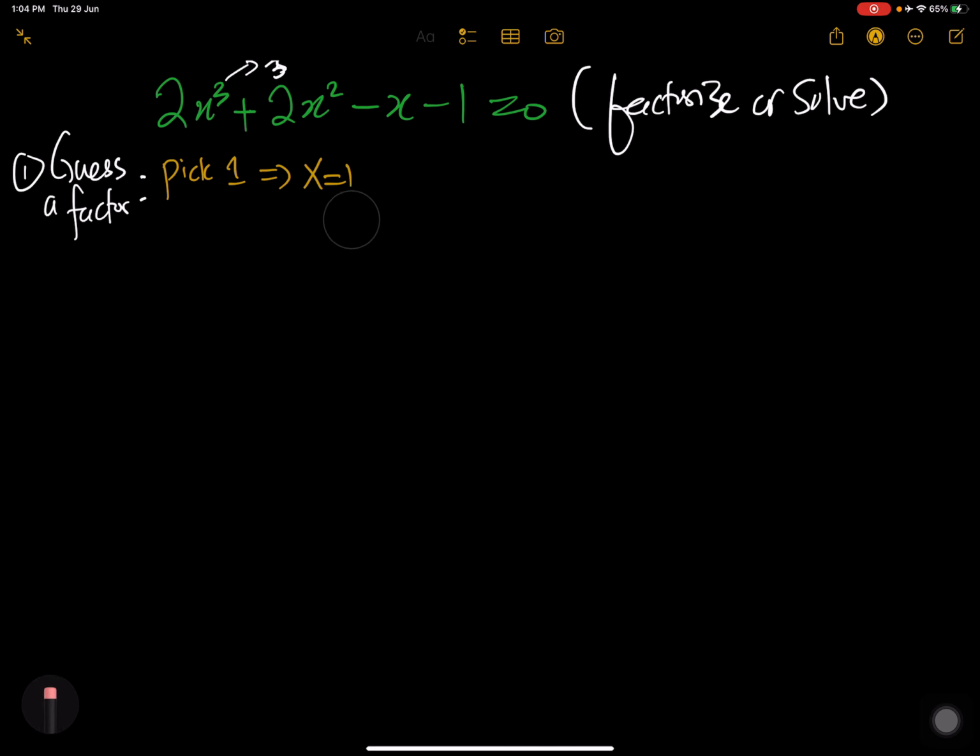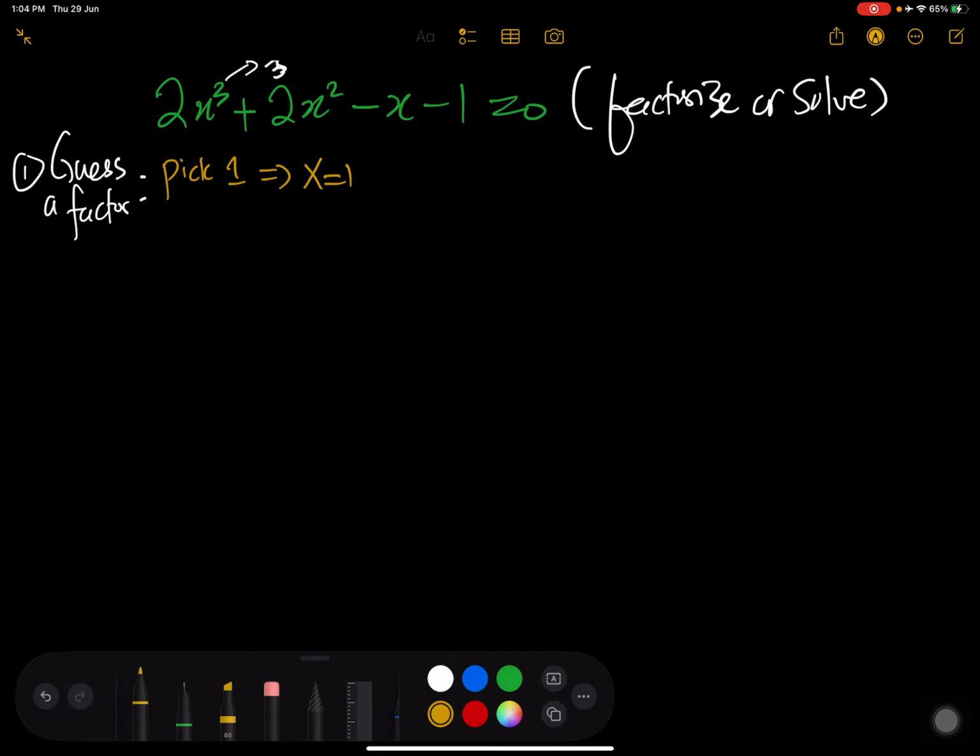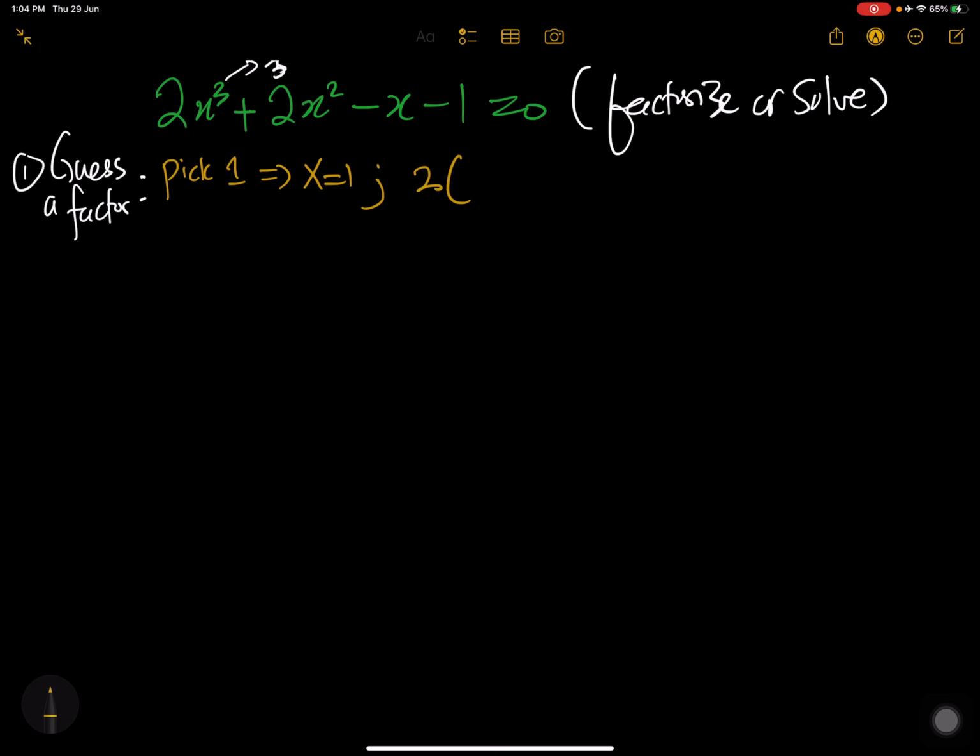So if we pick 1, we are saying x is equal to 1. And if x is equal to 1, we are going to plug in into the expression. That means that we are saying 2x cubed, right? The x there, we are saying x is 1. So x is 1, and the cube comes here, plus 2. We're saying the x is also another 1, and then we square. Minus the x is 1, minus another 1, right?